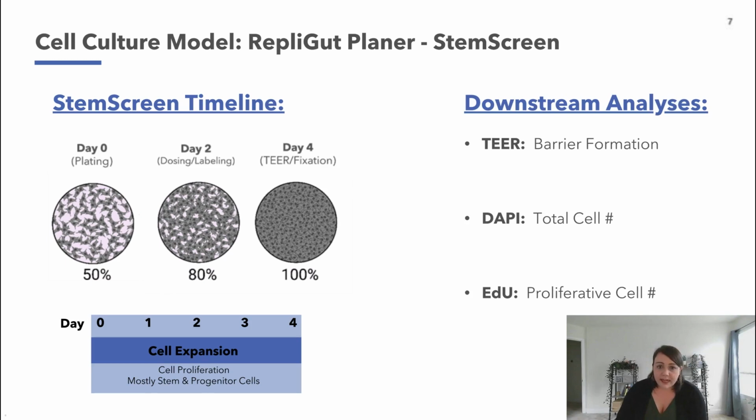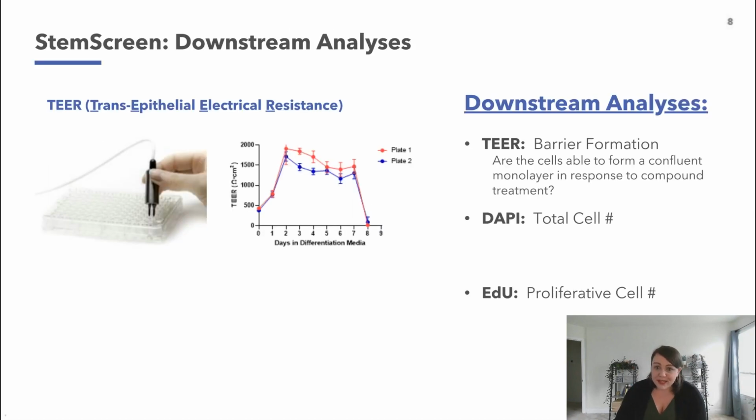And what we get out of this assay system is 3 downstream analyses. The first is barrier function that we'll measure by TEER. The second is getting total cell number left after the assay, which we can do by quantifying DAPI staining. And finally, we'll get proliferative cell number by looking at EDU. So first, looking at the TEER, this helps us answer the question of, are the cells able to form a confluent monolayer in response to compound treatment?